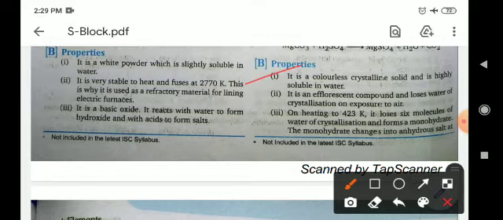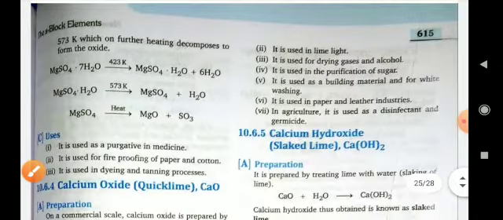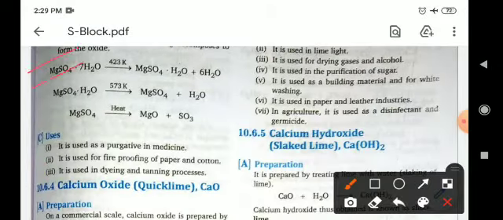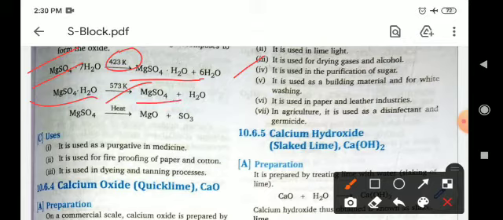Properties: colorless crystalline solid, highly soluble in water, an efflorescent compound, and it loses water of crystallization on exposure to air. Heating at 423 Kelvin, it loses 6 molecules of water, known as the water of crystallization, and forms the monohydrate. For example, magnesium sulfate on heating forms the monohydrate, and this monohydrate on further heating forms anhydrous magnesium sulfate, and magnesium sulfate on further heating breaks into magnesium oxide and sulfur trioxide.